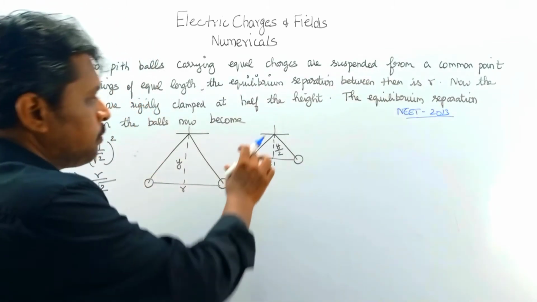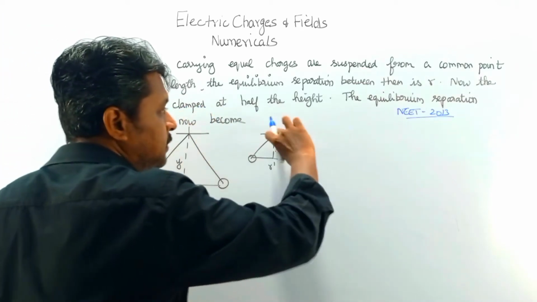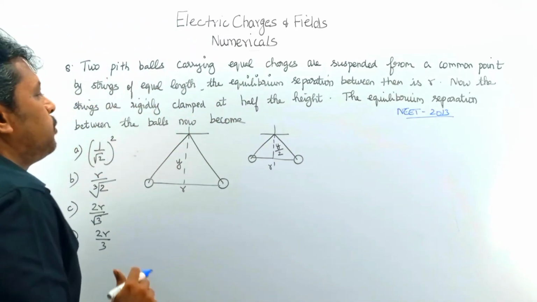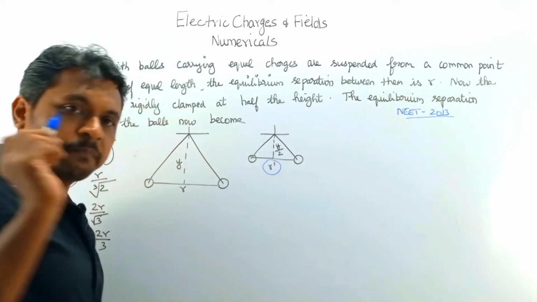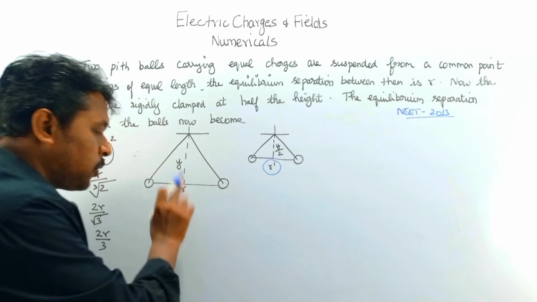Now what happens? The length of the strings is being reduced. The strings are rigidly clamped at half the height. Now the height is being reduced to half. The equilibrium separation between the balls now becomes r dash, and they are asking for the value of r dash. From the options, we see that we are getting the value of r dash with respect to r.